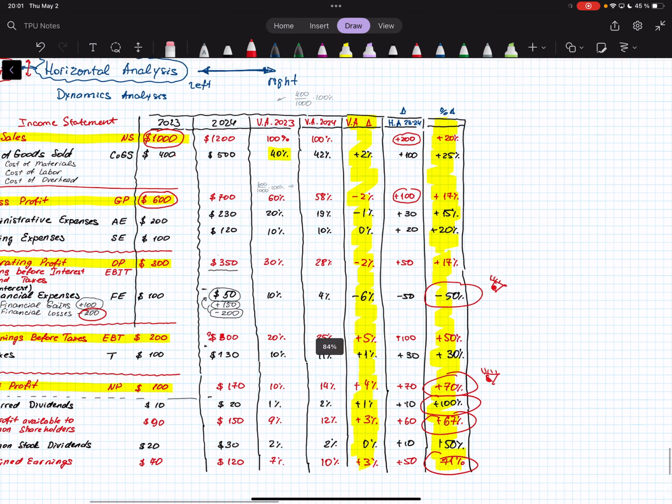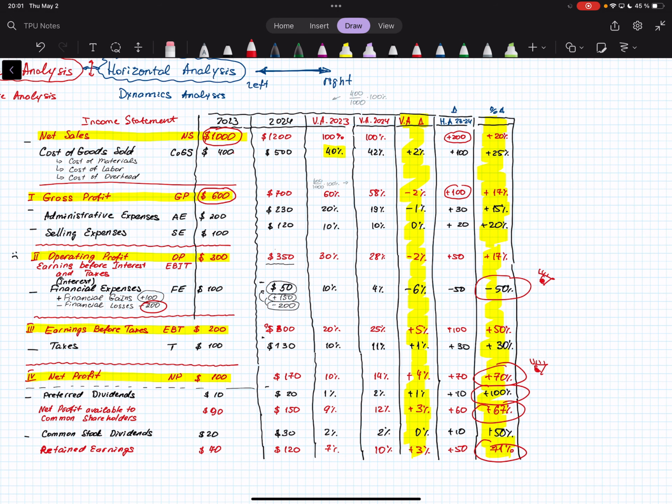Any questions? You can do horizontal and vertical analysis with any statement. You can take the balance sheet and do the same. You can take the cash flow statement and do the same. You can take the statement of changes in equity and do the same. Okay? And in the end, you just pay attention to the changes, how it changes, and what is good, what is bad. And you write conclusions about it. Okay? So that's where we are.